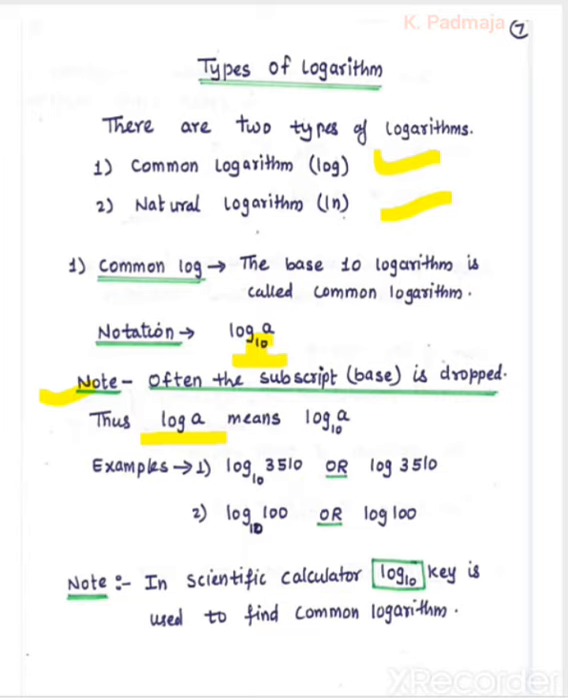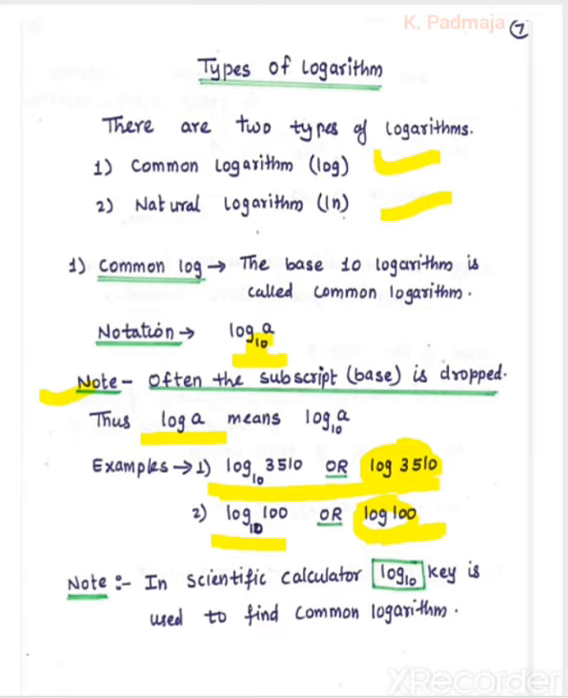For example, log of 3510 to the base 10 or log 3510. See, these two values are the same. These two are representing common log only. Here the base is written 10 and here the base is not written. This means this is common log only. If it is given like this, it means the common log only. Log 100 to the base 10 or log 100 only, both are the same. Log 100 to the base 10 or log 100 represents common log only.